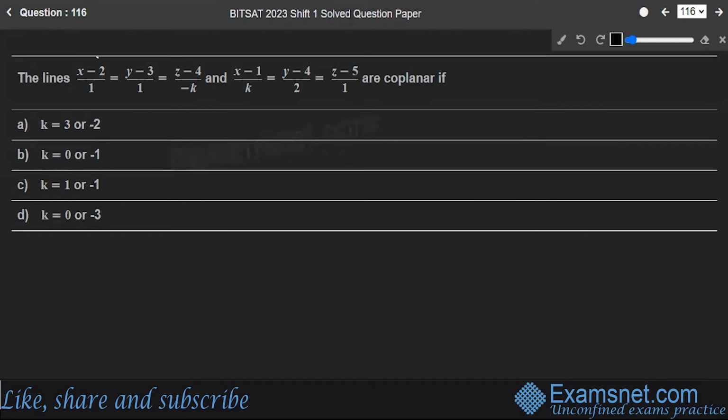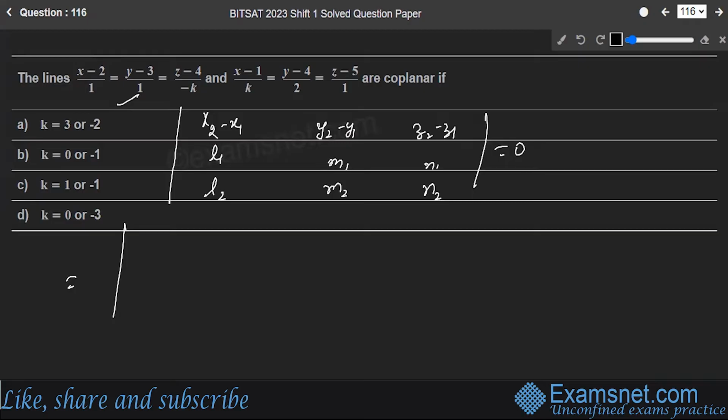Question number 116, the lines are coplanar if. So you have two lines and you are asked when they are coplanar. Two lines are coplanar if this condition is true: the determinant with rows x2 minus x1, y2 minus y1, z2 minus z1; L1, M1, N1; L2, M2, N2 is equal to 0. Let's fill in this equation.